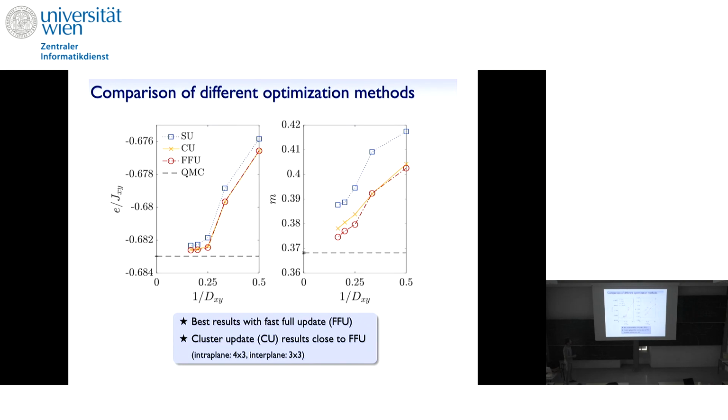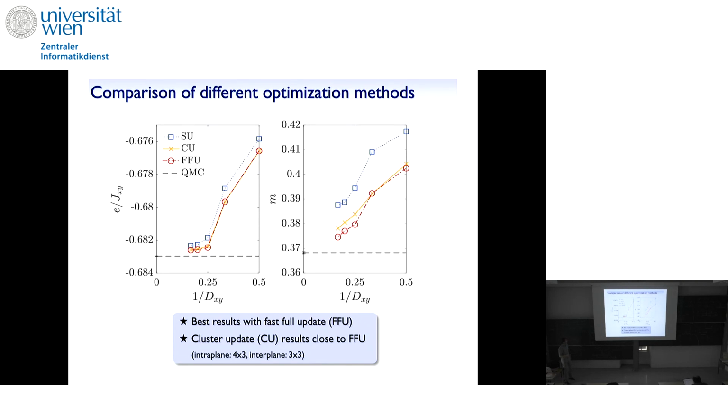Then we also tried out different optimization approaches here. The data I've shown you before was just obtained with a full update optimization, but here we also tried a simple update optimization or cluster update optimization. So the cluster update already gives similar energies as the full update, but it's a bit less accurate on the order parameter.